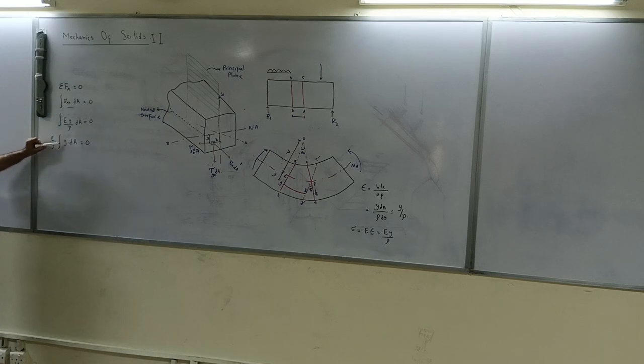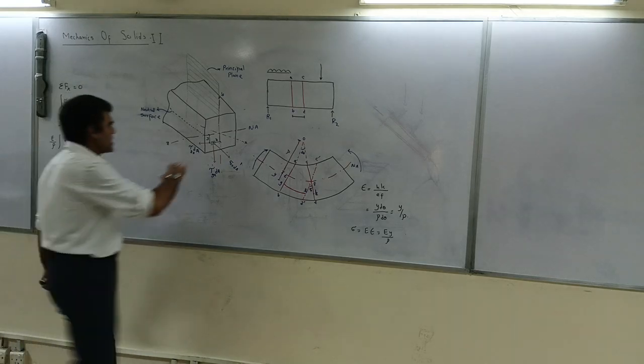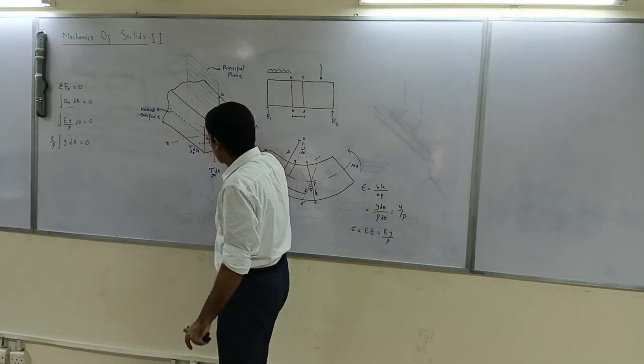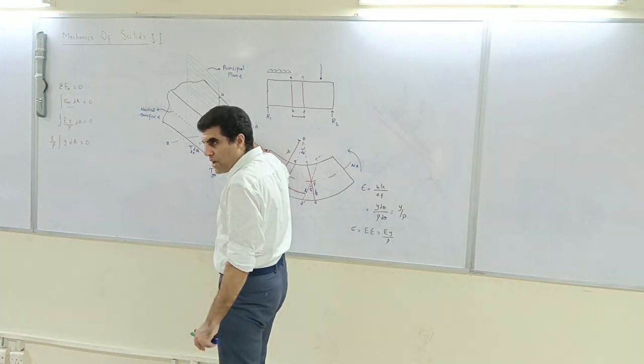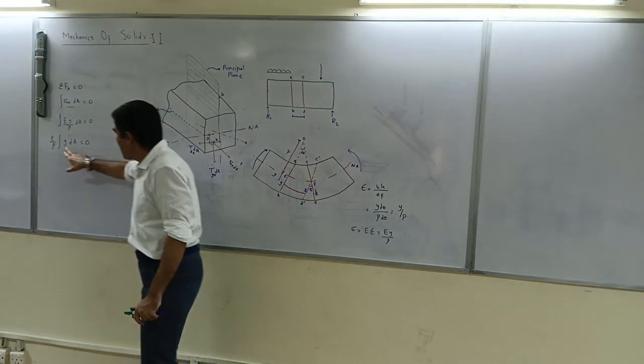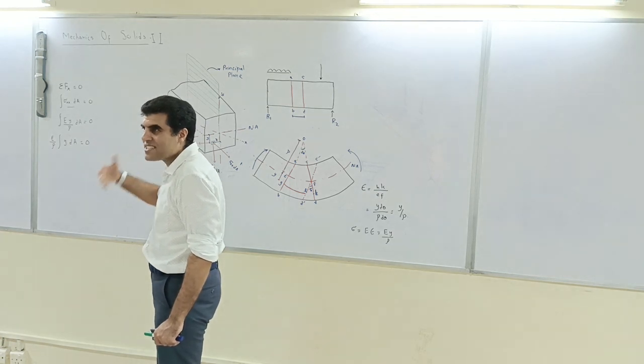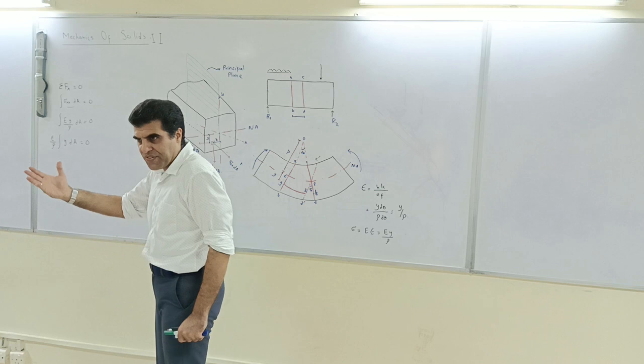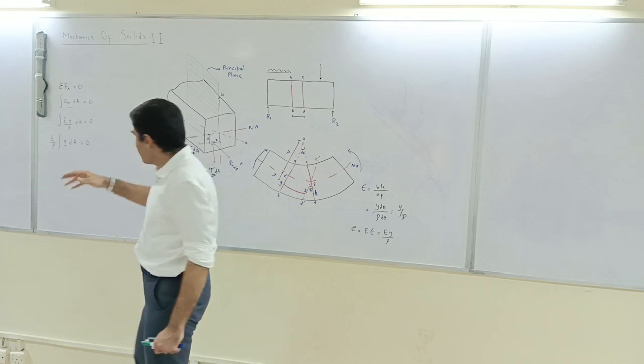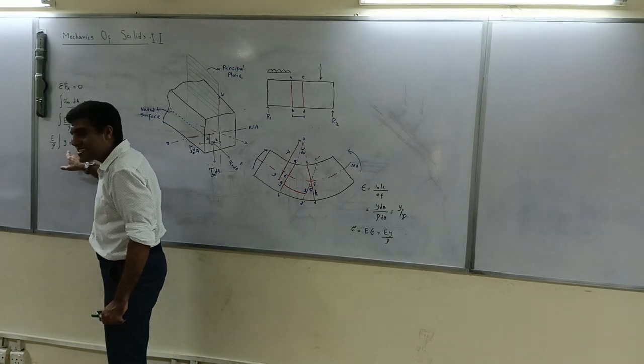Now YdA equals 0. That's what we get. Now what is YdA? What does this integral tell us? This integral is saying that if you divide this area into small slices, and every slice is located at a distance y from a particular axis, then the integral of all those slices is equal to 0.